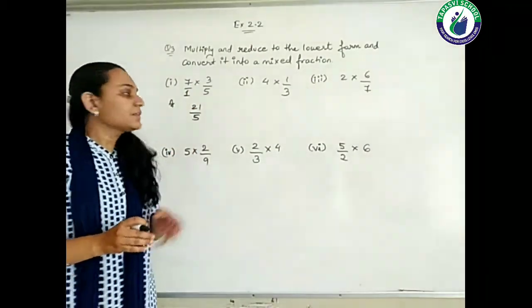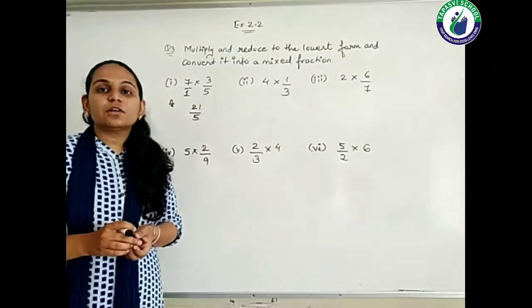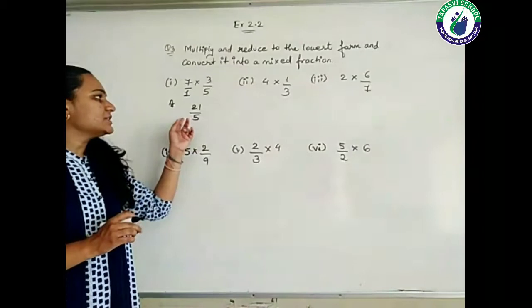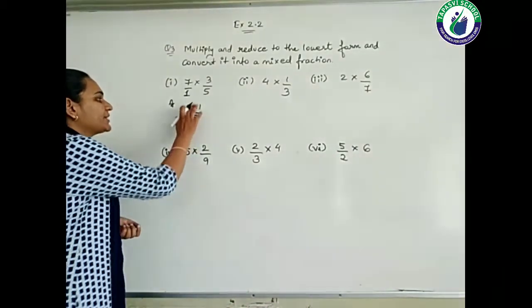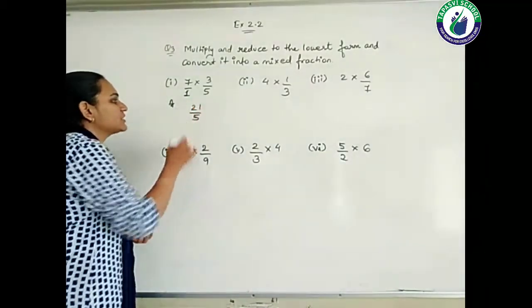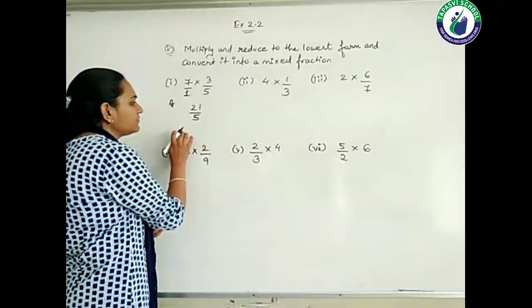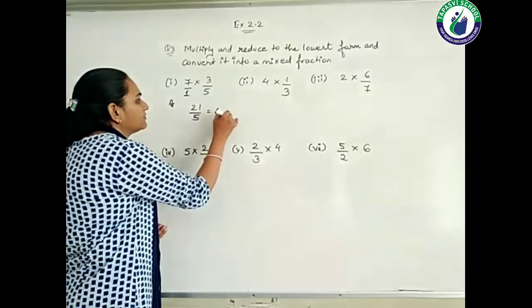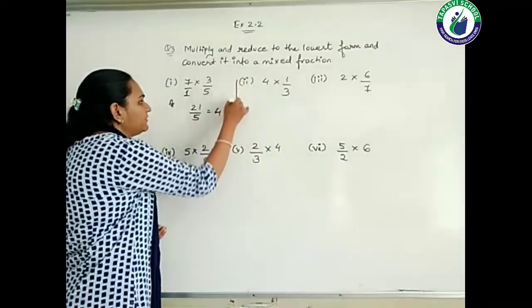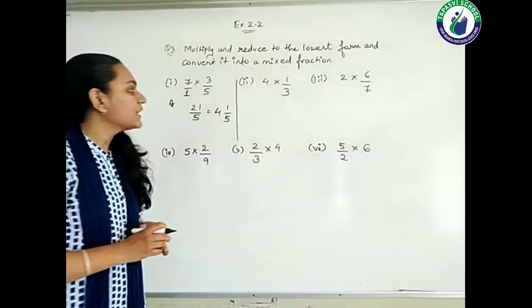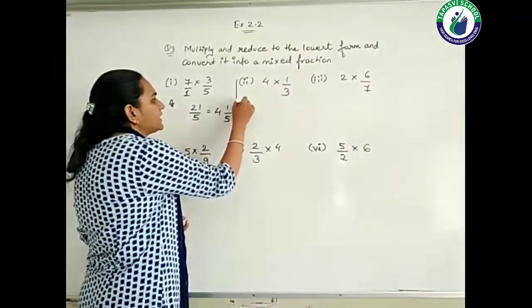Right, students? Now, we need to convert this particular answer into a mixed fraction. The reason is this is an improper fraction, students. So the mixed fraction of this will be, I am writing here, 4 integer 1 upon 5. Now, let's see the next one, that is the second one.